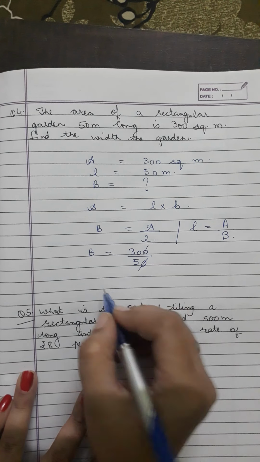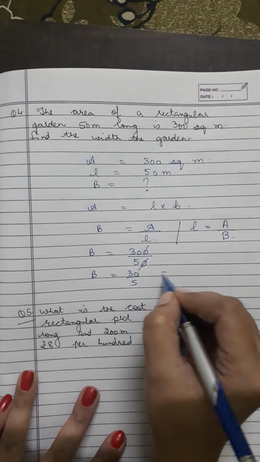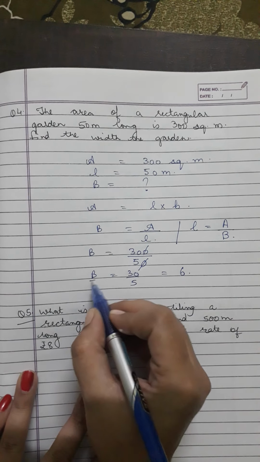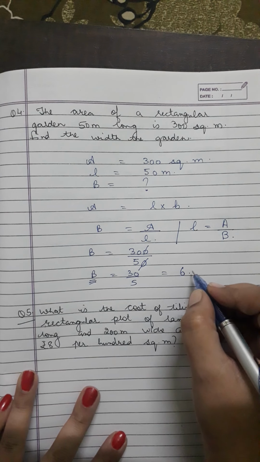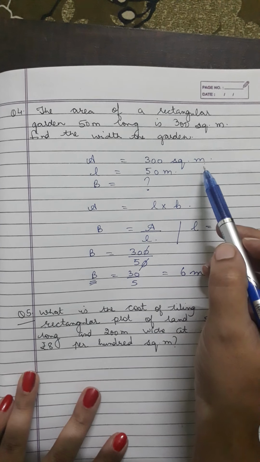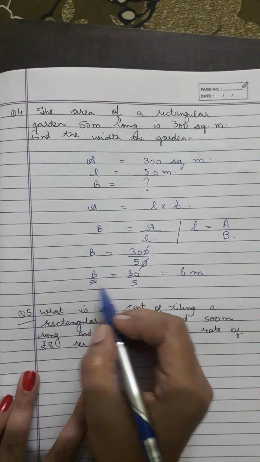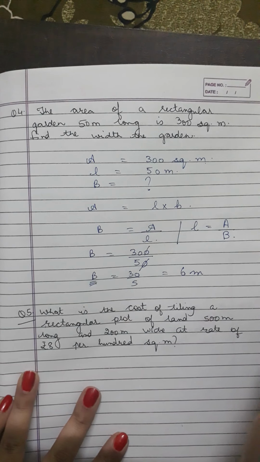So 0 and 0 cancel. 30 divided by 5, it is 6. Now we are finding the breadth. The unit will be meters only, not square, because square meter is the unit of the area. So what will be the unit of the breadth here? It will be 6 meters.